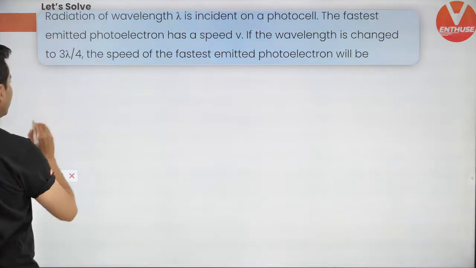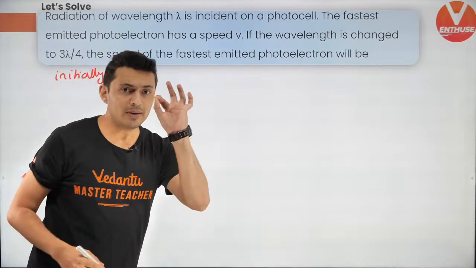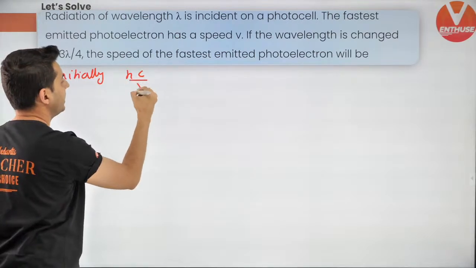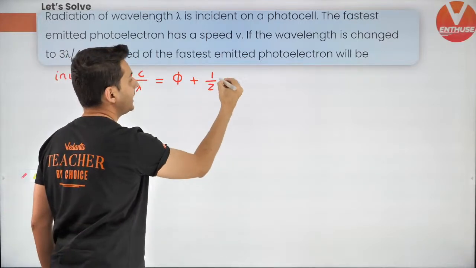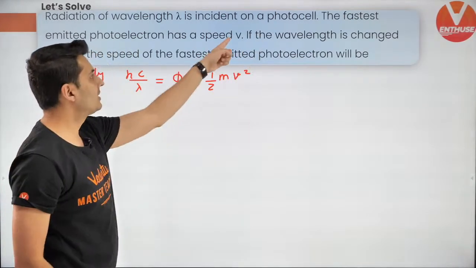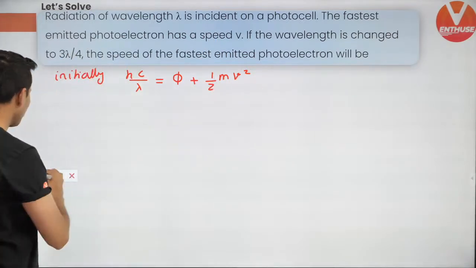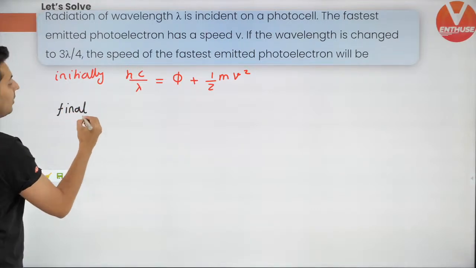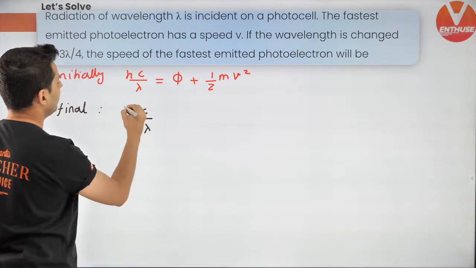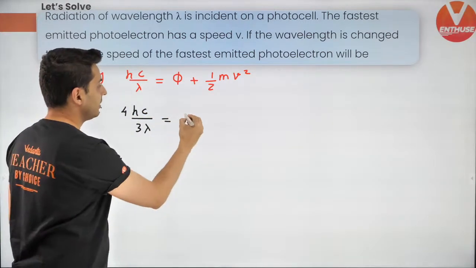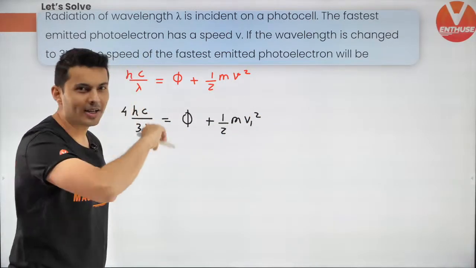Initially, the photon's energy, hc by lambda, will go into two things. One is the work function and the other is kinetic energy, half m v square, because v was the maximum speed. Finally, the new one has a different wavelength, 3 lambda by 4. The work function is the same, but the speed will be different, so I'll put it as half m v1 square.